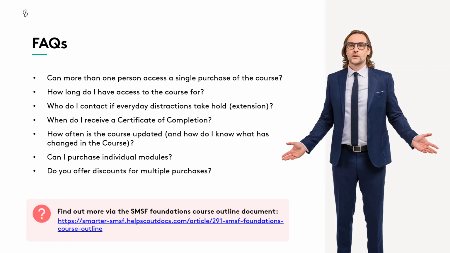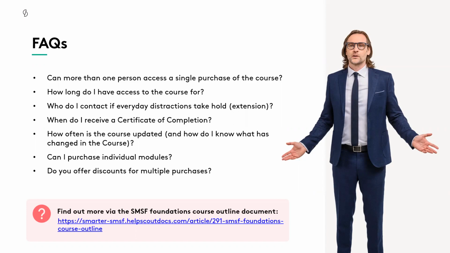So the other one: who do I contact if everyday distractions take hold, so I need an extension? I think you touched on that earlier on. Yeah, we certainly can accommodate people who've had distractions, at home or in the office, as long as they've actually started the course. You'd be surprised. Somebody might not even complete the first module, and then suddenly with 1 week to go, ask, can I get an extension? So we usually do give an extension, but we will monitor that extension.